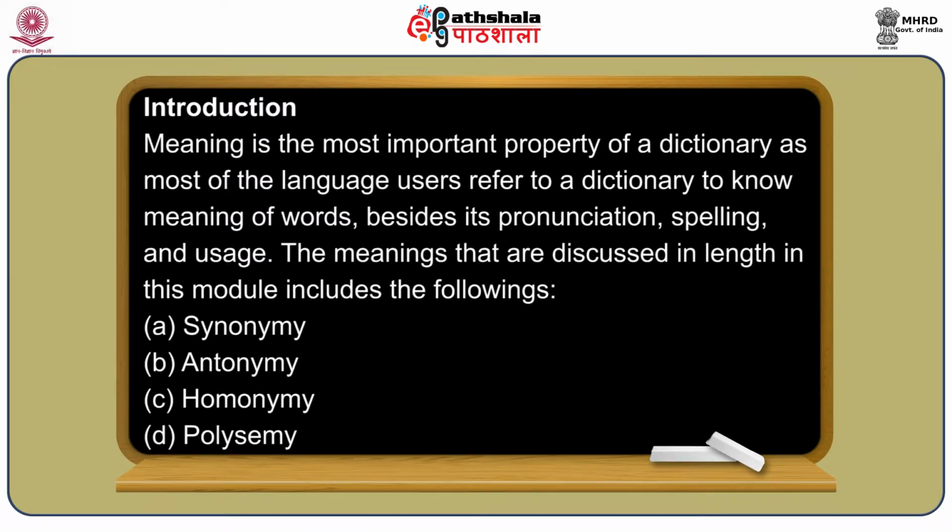Rather, we should focus on the four most important types of meaning, with examples and illustrations from English and other Indian languages. The meanings that are discussed at length in this module include the following: synonymy, antonymy, homonymy and polysemy. Our primary concern is mainly to examine the relationship between the form of a word and its meaning, different types of meaning, and the relationship of meanings between different lexical units in the context of use of words in a language. We shall examine all these ideas from the point of view of treatment in the dictionary.